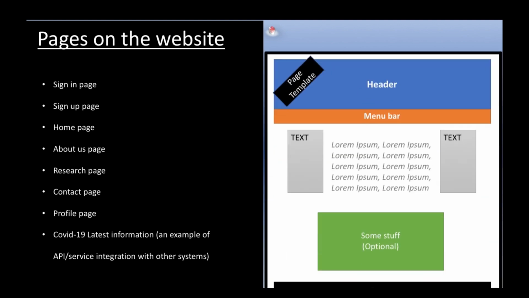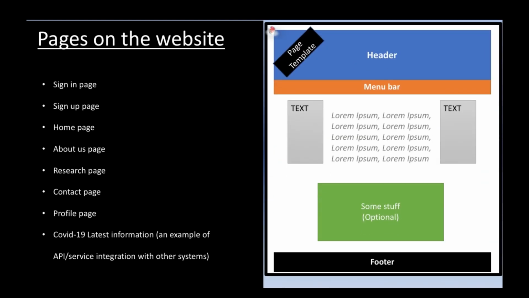On the right side, you can notice a page template. This template has a header, footer, and a main body. The main body again consists of multiple subsections. This page template is only for the home, research, contact, and about us pages. Other pages have a different template.